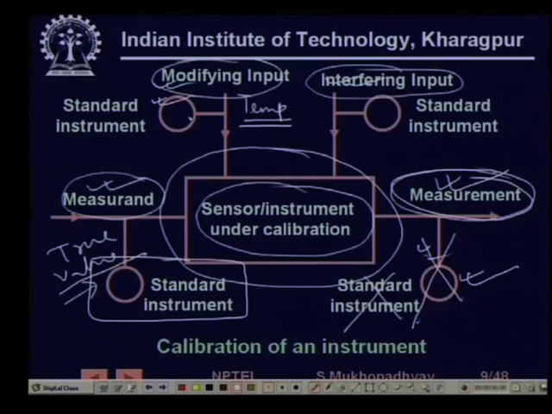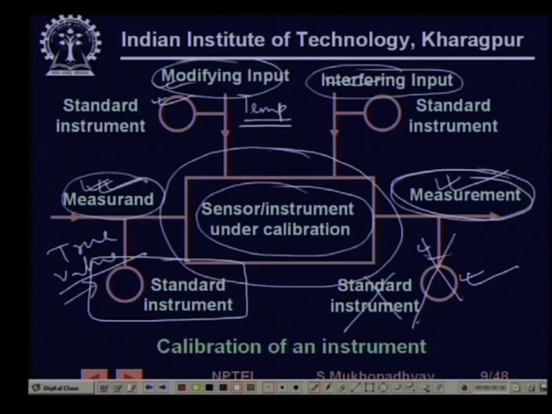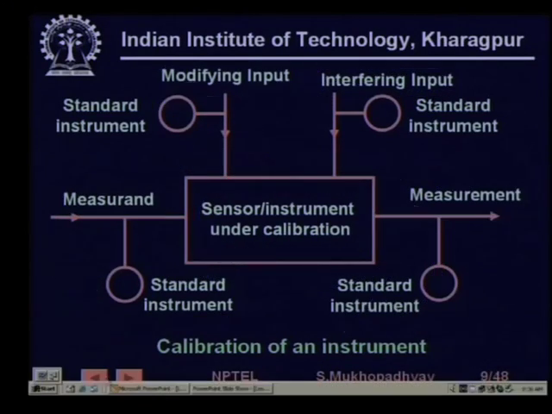The instrument must have been constructed to be relatively unaffected by modifying inputs. So, generally what is of primary importance is to see how the instrument characteristics depend on the measurand. That is what we are going to look at mainly now.